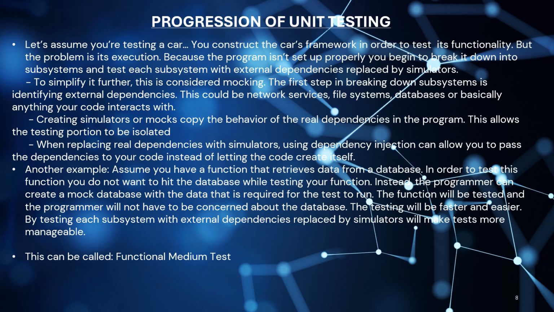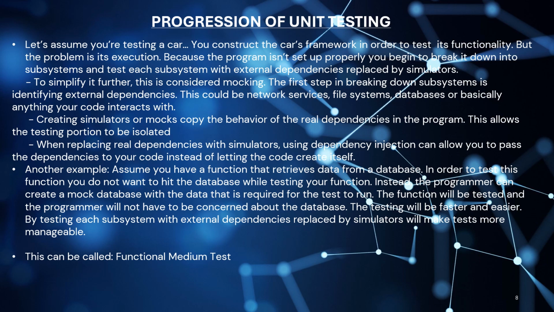The first step in breaking down subsystems is identifying external dependencies. This could be network services, file system, databases, or basically anything your code interacts with. Creating simulators or mocks copies the behavior of the real dependencies in the program. This allows the testing portion to be isolated. When replacing real dependencies with simulators, using dependency injection can allow you to pass the dependencies to your code instead of letting the code create them itself.